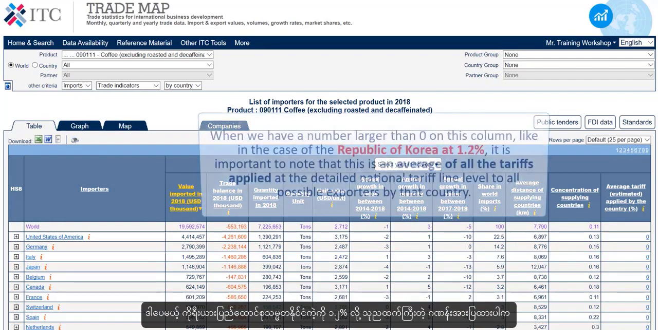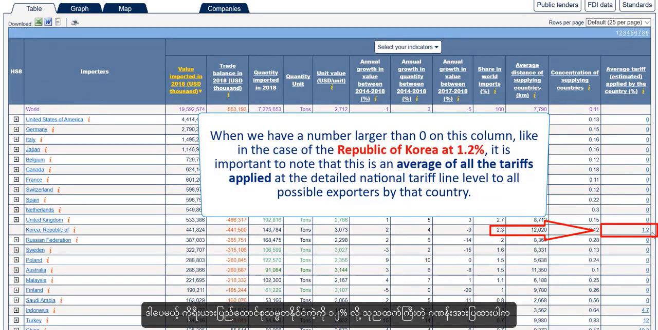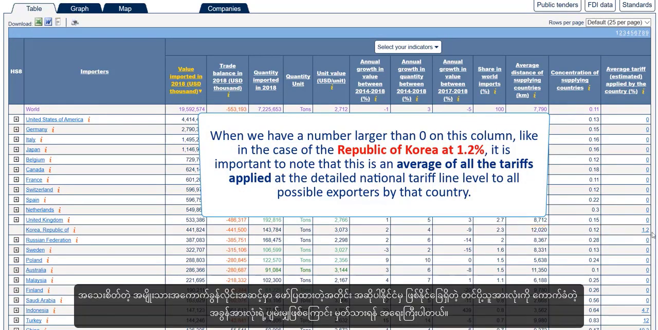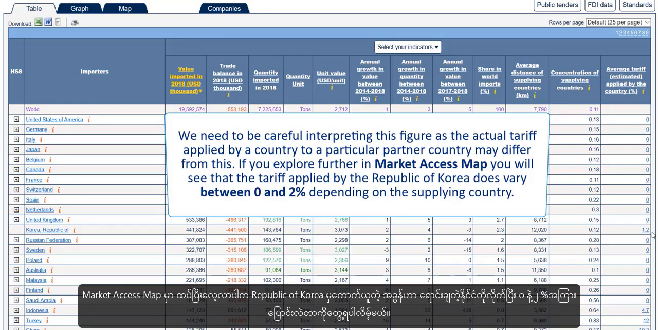However, when we have a number larger than 0 on this column, like in the case of the Republic of Korea at 1.2%, it is important to note that this is an average of all the tariffs applied at the detailed national tariff line level to all possible exporters by that country. So we need to be careful interpreting this figure, as the actual tariff applied by a country to a particular partner country may differ from this. If you explore further in Market Access Map, you will see that the tariff applied by the Republic of Korea does vary between 0 and 2%, depending on the supplying country.